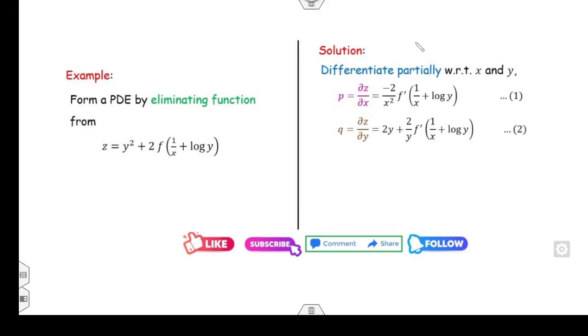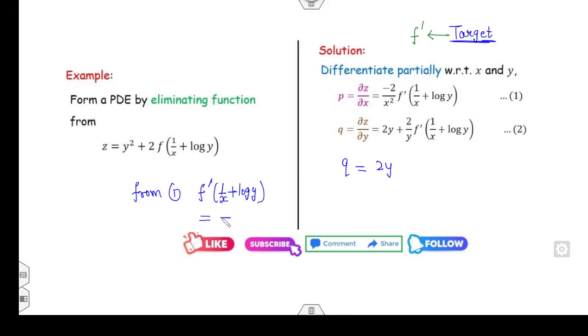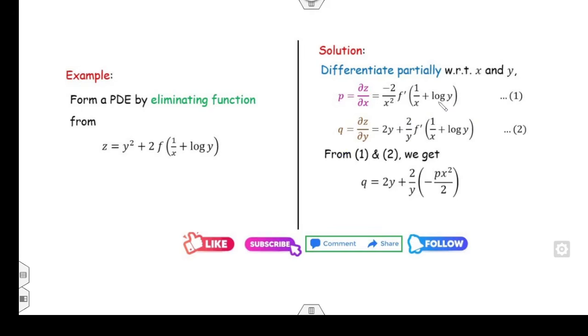इसके अंदर कितने आर्बिट्री फंक्शंस हैं? देयर इज ओनली वन आर्बिट्री फंक्शन f डैश. तो आपका टारगेट क्या है? एक ऐसी इक्वेशन बनानी विच आर फ्री फ्रॉम दी f डैश. तो कैसे निकाल सकते हो आप? तो देखो इक्वेशन नंबर 1 में से क्या आप वैल्यू निकाल सकते हो f प्राइम की? कितनी वैल्यू आ गई इसकी? विच इज इक्वल टू माइनस पी एक्स स्क्वायर बाई 2. आई कैन सब्सटीट्यूट इन द इक्वेशन नंबर 2. यहां पे फिल कर दो वैल्यू, आपके पास एक्सप्रेशन बन गई ये एक्सप्रेशन.